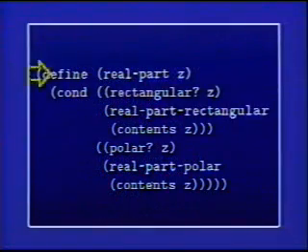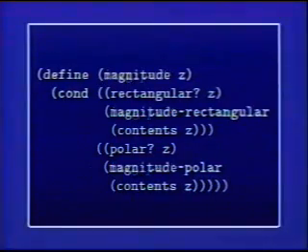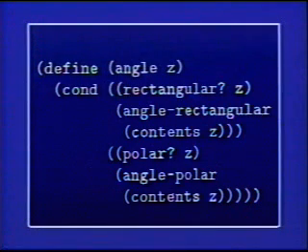What does real part do? If I ask for the real part of a complex number, well, I look at its type. I say, is it rectangular? If so, I apply George's real part procedure to the contents of that complex number. This is a number that has a type on it, so I strip off the type using contents and apply George's procedure. Or is this a polar complex number? If I want the real part, I apply Martha's real part procedure to the contents of that number. So that's how real part works. And then similarly, there's imaginary part, which is almost the same. It looks at the number, and if it's rectangular, uses George's imaginary part procedure. If it's polar, uses Martha's. And then there's magnitude and angle. So there's a system.